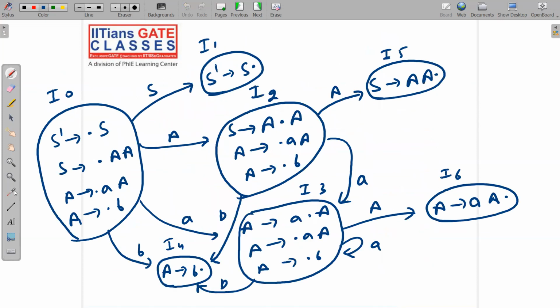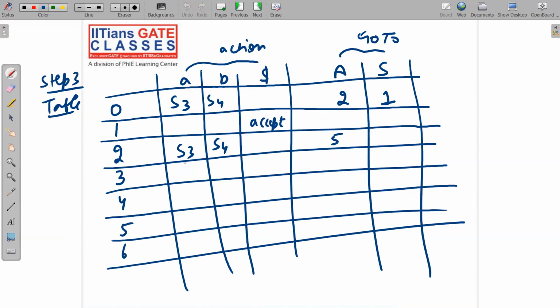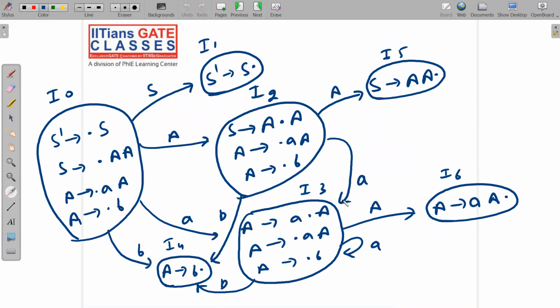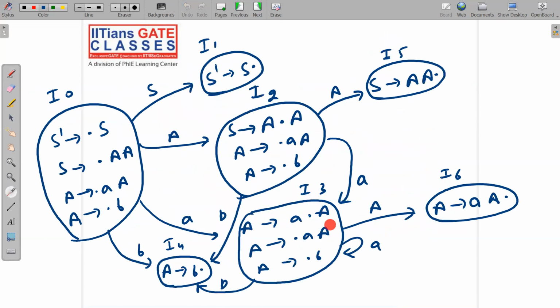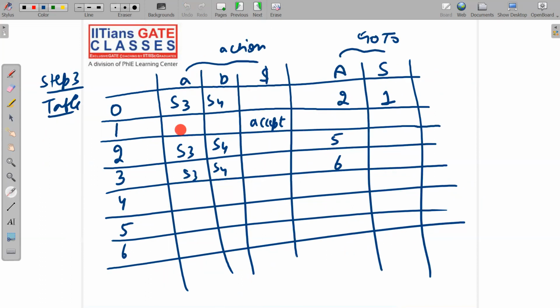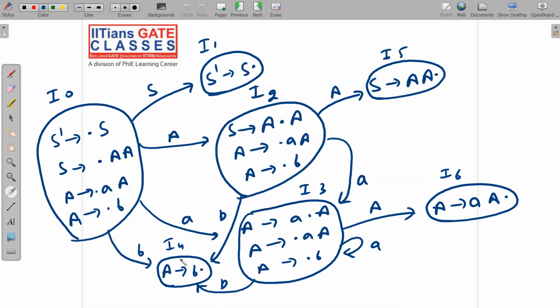3 on small a, it is going to itself only, S3, and similarly S4. 3 on capital A, I6. 3 on capital S, nowhere, not allowed. Now state number 4. Now the difference will come. Till now everything was the same, copy pasted.